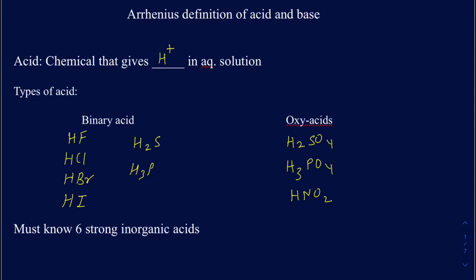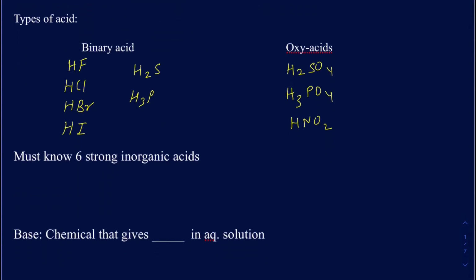That's just a general idea of the acids. The common thing between both the binary acids and the oxyacids is obviously the presence of hydrogen and a bunch of nonmetals. In addition to knowing the definition of an acid, it's very important to know 6 strong inorganic acids. Out of those 6, 3 of them are binary: HCl, hydrochloric acid, HBr, and hydroiodic acid. And then you must know 3 other strong acids that are oxyacids.